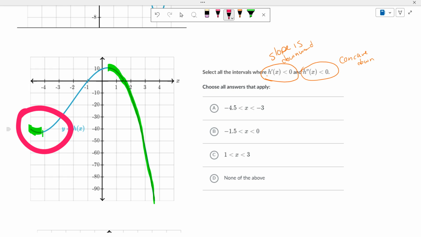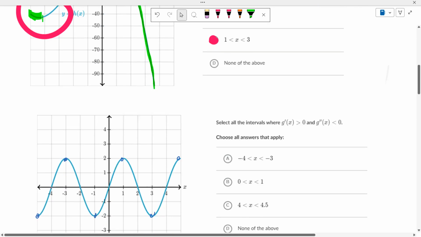So where is here on over? Well, from 1 to 3, it works. So I would guess, whoops, this is the answer. Okay. Because negative 4.5 to negative 3, it's concave up, so that's why it wouldn't work. Negative 1.5 to 0, it's concave down, but the slope is up, so that's why it wouldn't work. But the 1 to 3 would work.